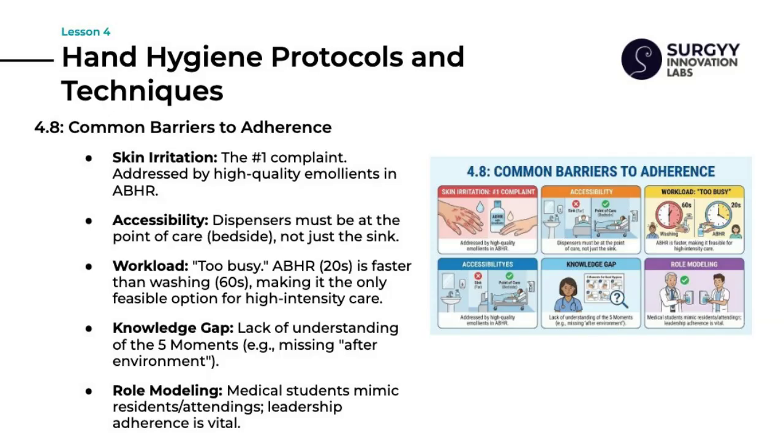Accessibility is another factor. Dispensers must be located at the point of care, such as the bedside, rather than just at a distant sink. Workload is a frequent excuse, with staff feeling too busy. However, alcohol rub takes only 20 seconds compared to 60 seconds for washing, making it the only feasible option for high-intensity care. The knowledge gap refers to a lack of understanding of the 5 moments, such as missing the requirement to clean hands after touching the environment.